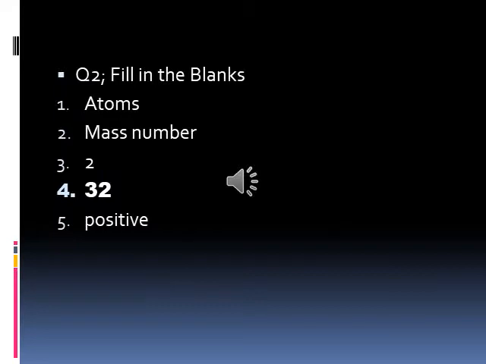Question number 2. Fill in the blank. Matter is made up of many particles called atoms. The sum of number of proton and neutron in an atom is called mass number. The first orbit of any atom can only have 2 electrons. The last orbit of an atom cannot have more than 32 electrons. When an atom loses electron, it becomes a positive charge ion.